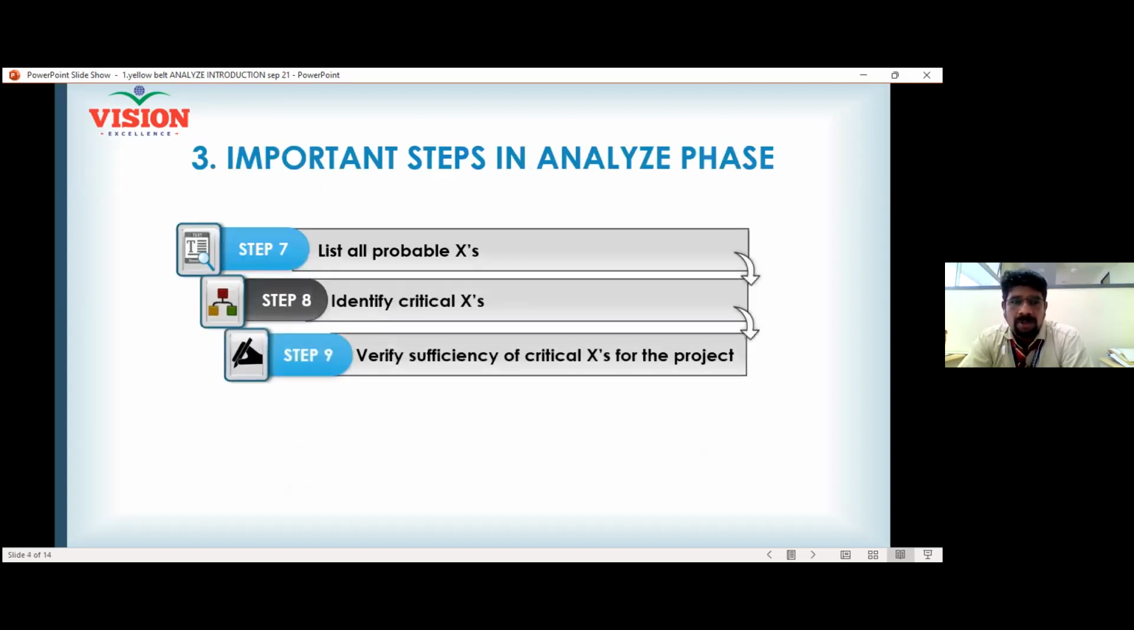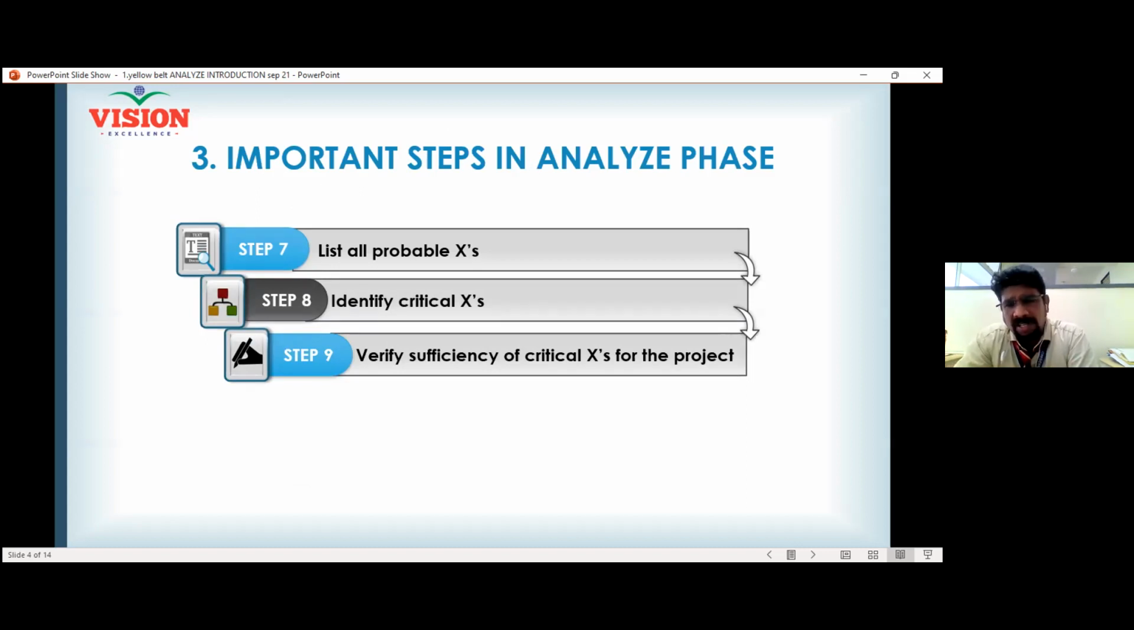Okay, so now in the analyze phase we have these three steps, starting with listing all possible cause factors. Previously we discussed the CTQ, that is the possible factors. Now I am going to list all possible cause factors which may be a reason for the poor performance. Okay, for example, let us take a small example.